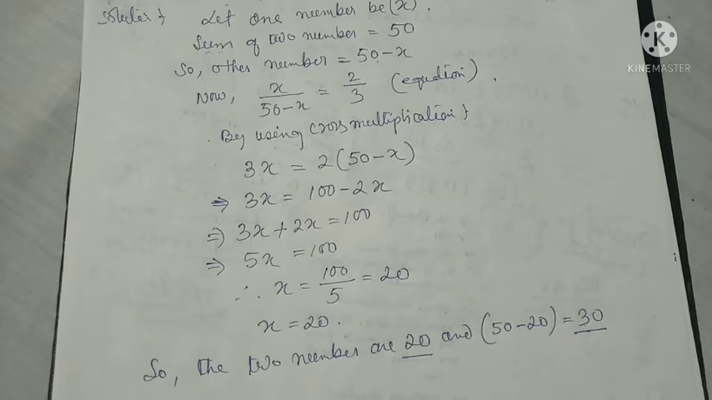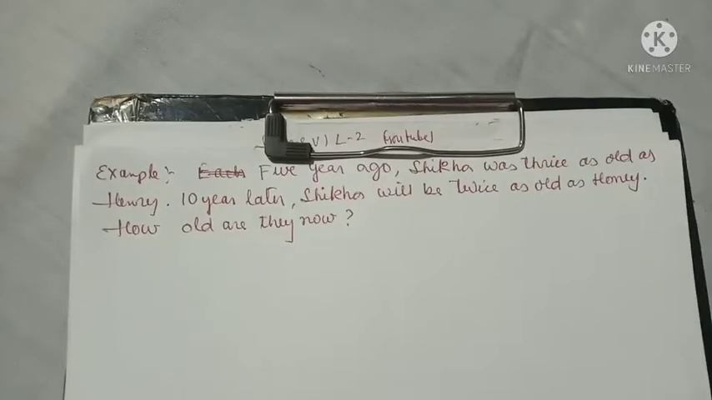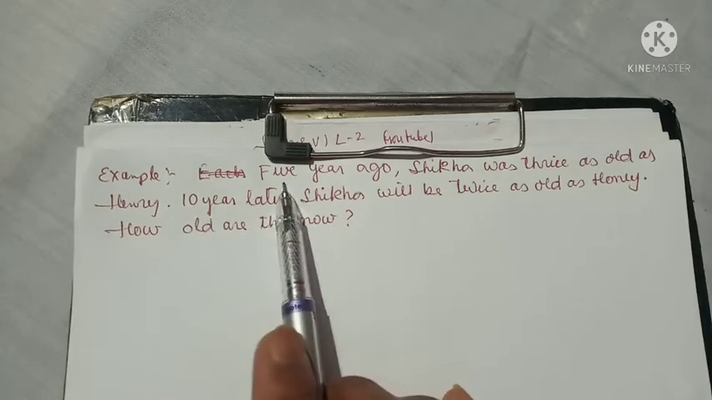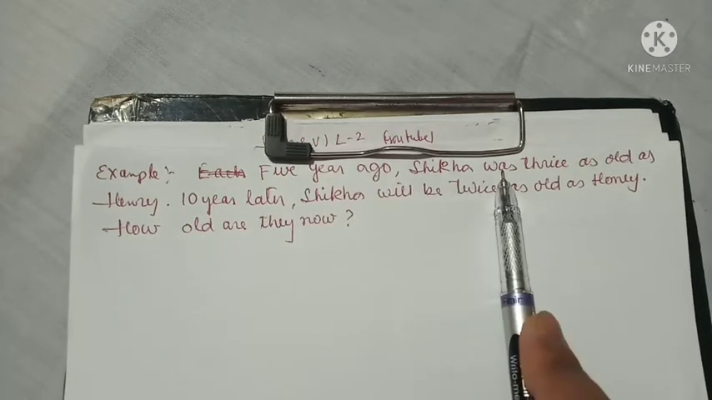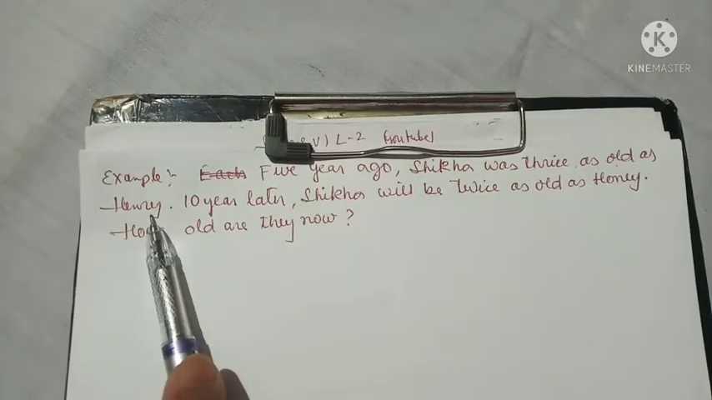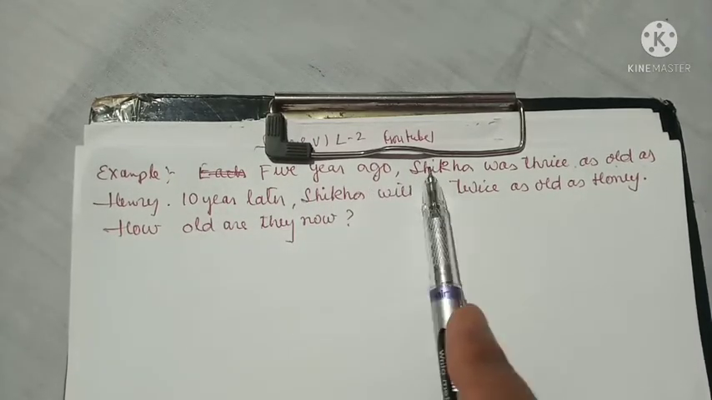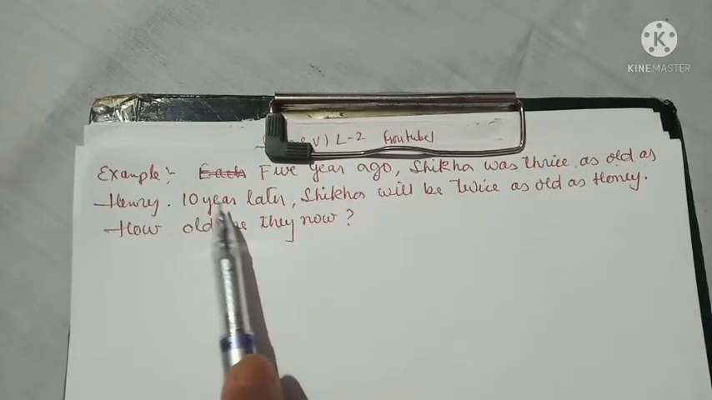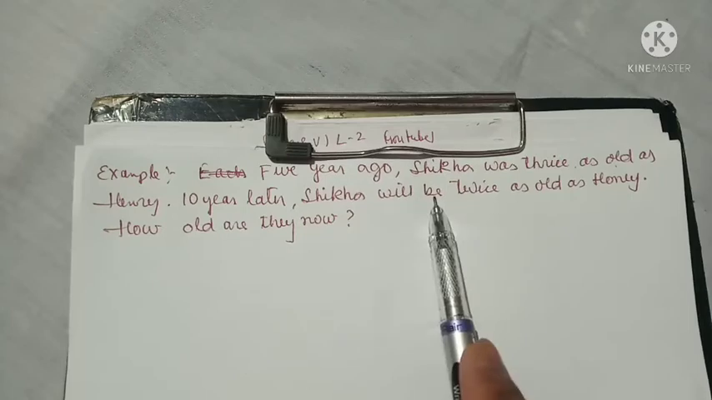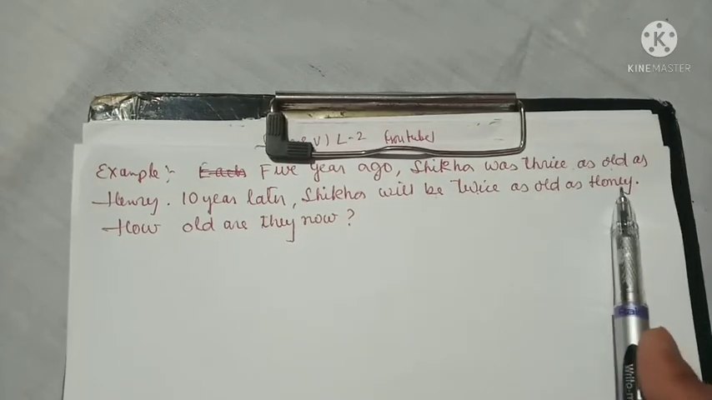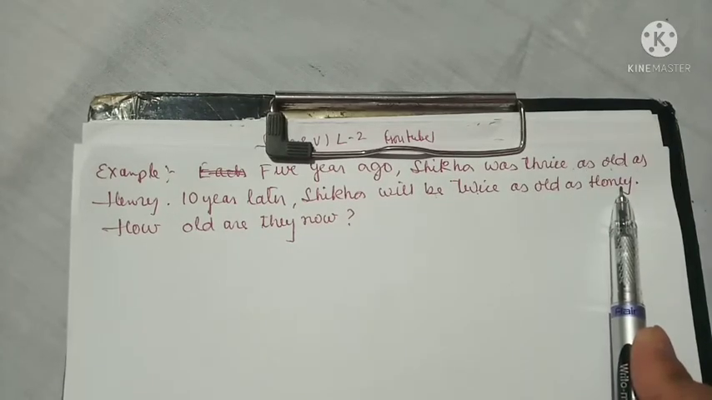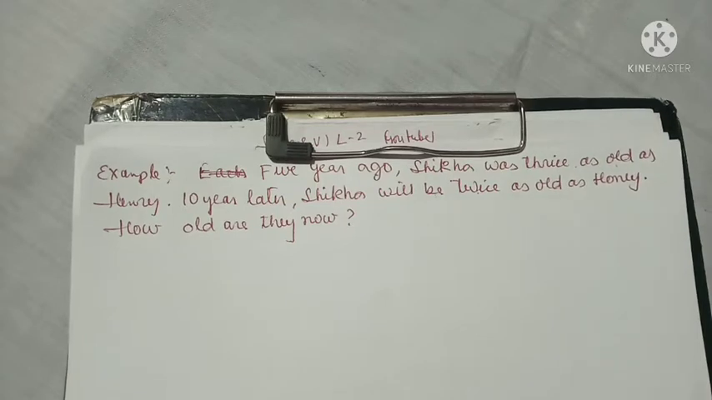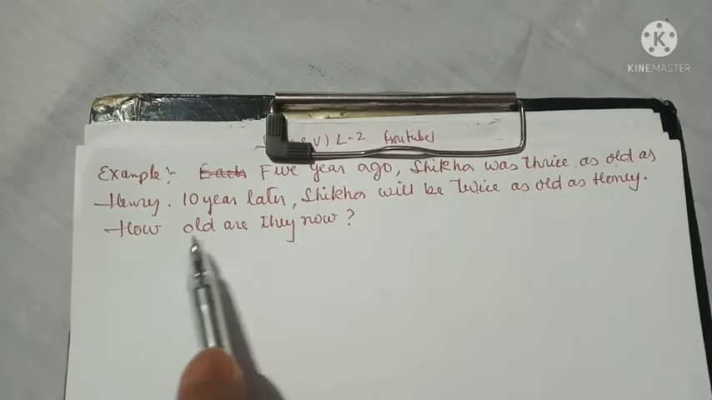So let's see another example again for the applications of linear equation. This will be the last question for the applications of linear equation. Okay, let's see. Five years ago, Sikha was thrice as old as Honey. Ten years later, Sikha will be twice as old as Honey. There are two names here. How old are they now?